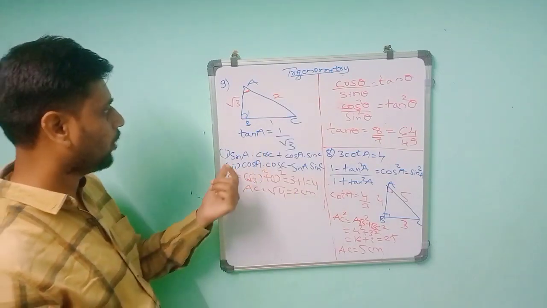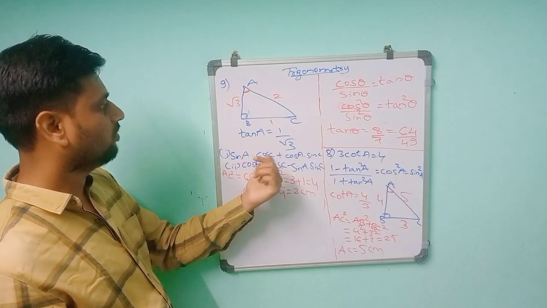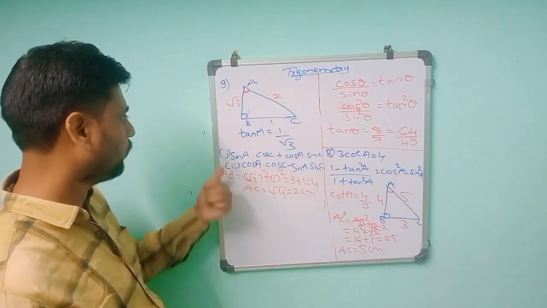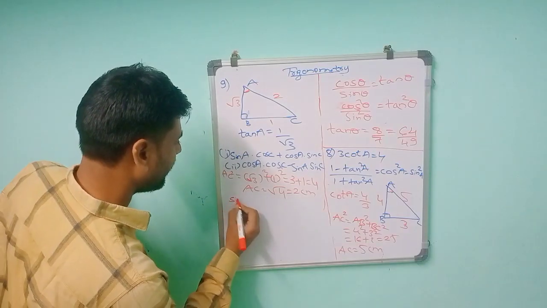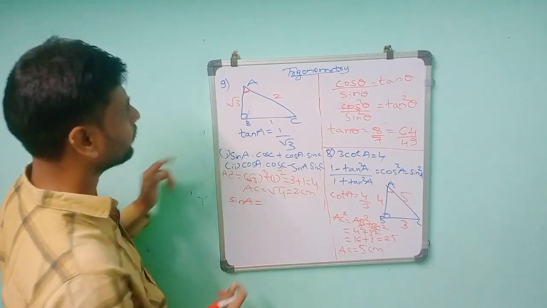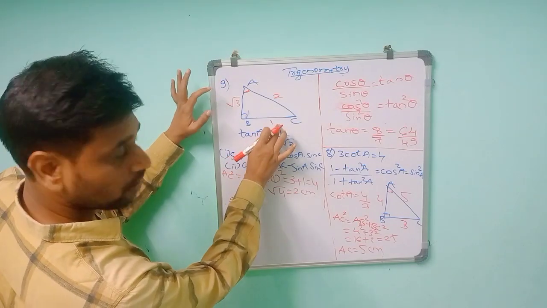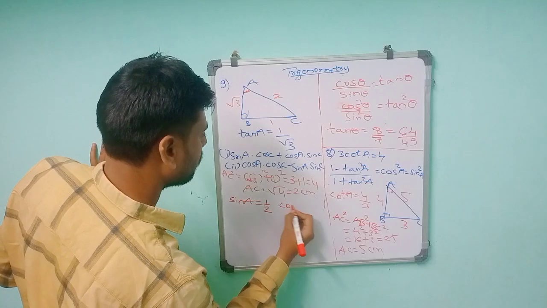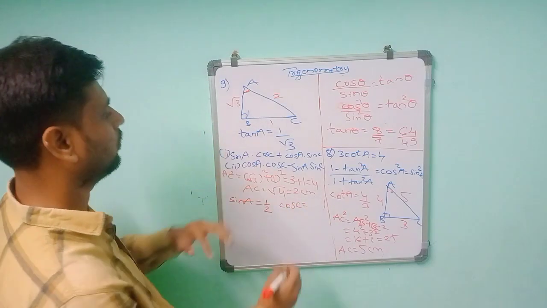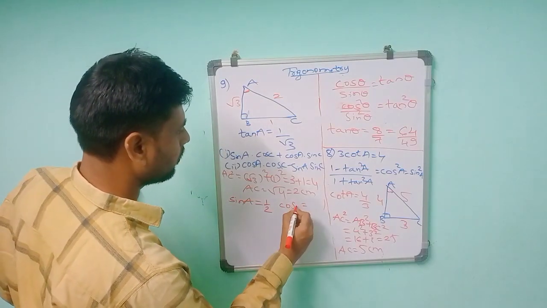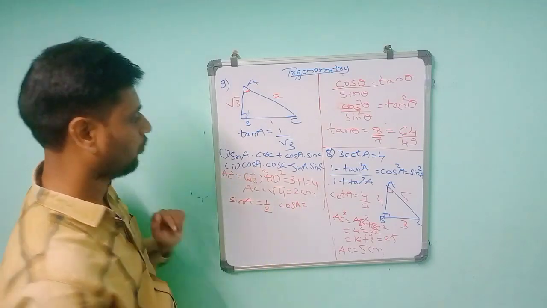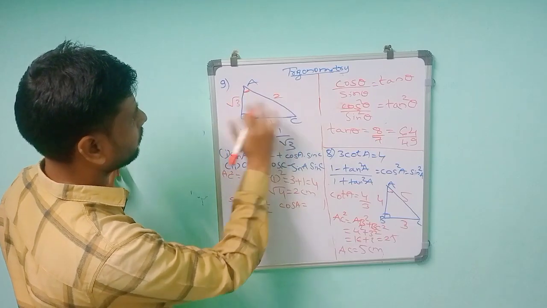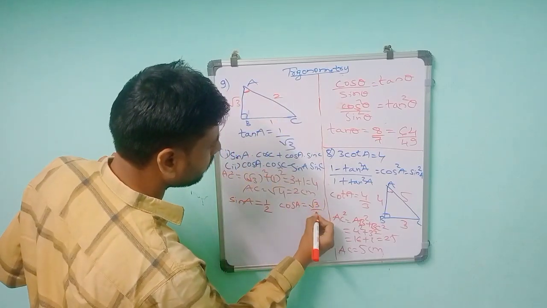Then what we have to calculate is sine, cos, and again sine, cos. For the first one, find out sine A. Sine A is opposite by hypotenuse, 1 by 2. Like that, cos A. Cos A is adjacent by hypotenuse, root 3 by 2. Root 3 by 2.